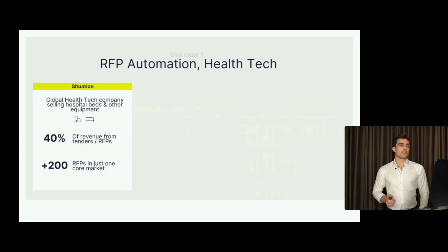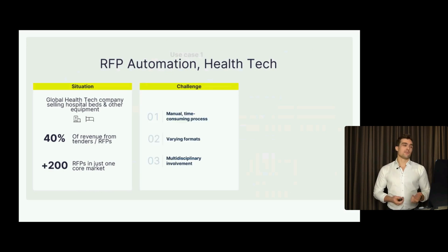The first one, as I mentioned before, is an RFP automation tool for a health tech company. It's a global company, and they sell hospital beds and other equipment to hospitals. Around 40% of their revenue is from RFPs, so a very big share. It's quite important to their commercial engine. And in just one core market, they had more than 200 RFPs per year. So as you can imagine, that's a lot of RFPs.